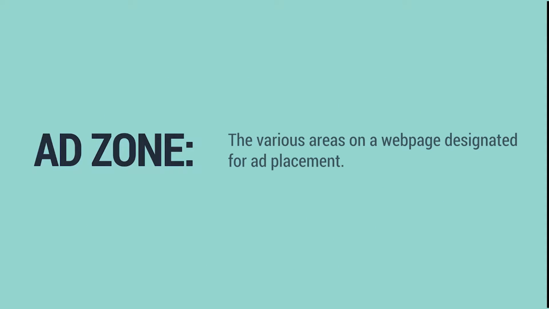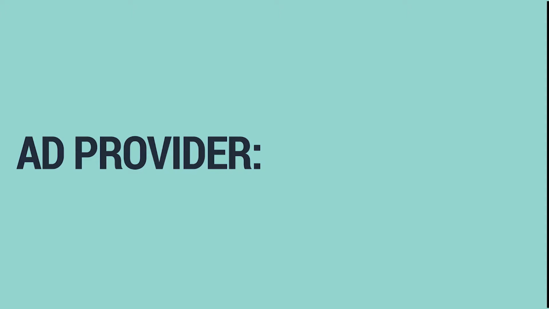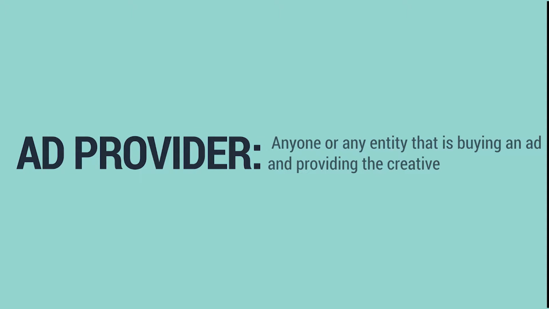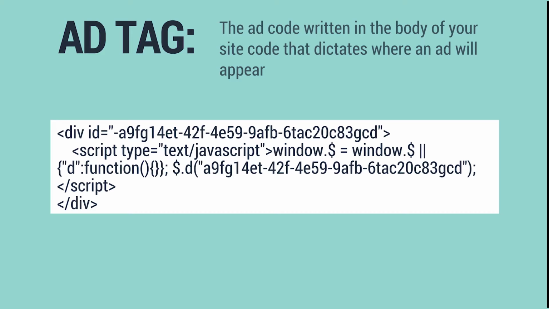Ad zone, the different places on a web page designated for ad placement. Those square boxes you see around that recipe you're reading? Yes, those. Ad provider, anyone or any entity that is buying an ad and providing the actual ad you see. Ad tag. Every ad comes from a snippet of code in your ad zone, which is called the ad tag. This code, written in the body or the sidebar of your site, tells the browsers, hey, I'm an ad.